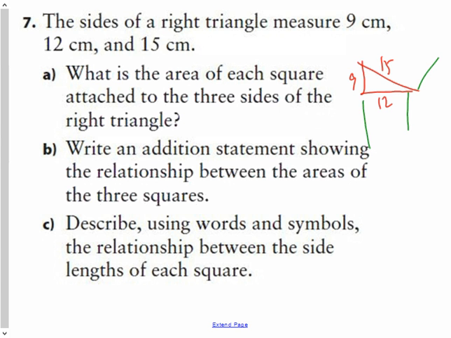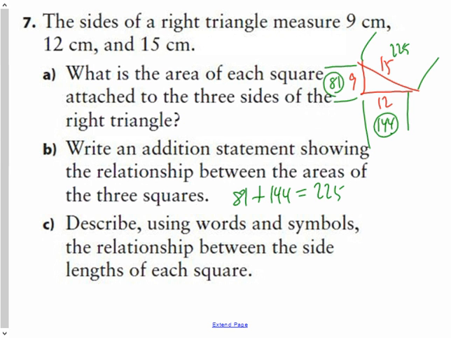I'm going to get real lazy and just do lines. Pretend they're squares. This area would be 81. This area would be 144. And 15 times 15 is 225. Write an addition statement. 81 plus 144 equals 225.